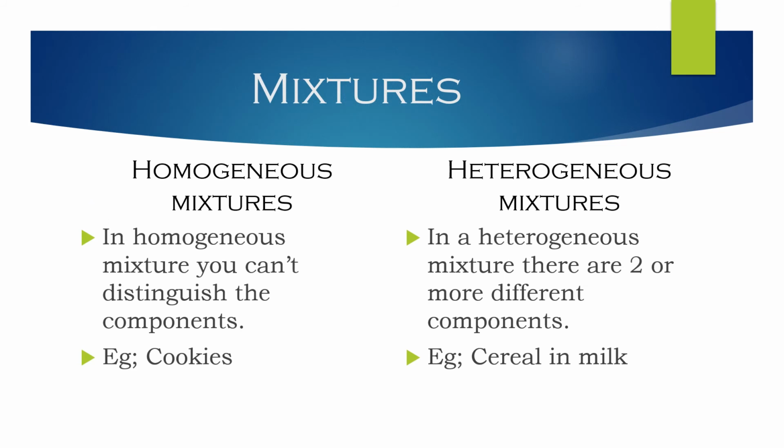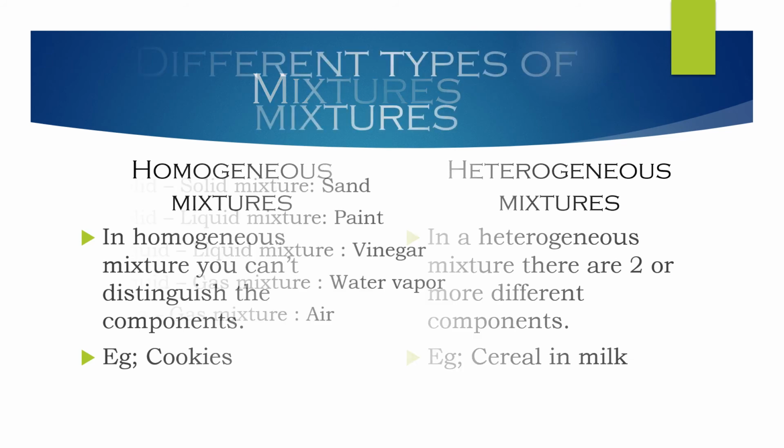Mixtures are when two substances are mixed together and the substance in the end which we get is called a mixture. You can classify these mixtures by their forms: homogeneous mixtures and heterogeneous mixtures. In homogeneous mixtures, you can't distinguish the components in it, like the components of cookies. You can't separate the flour, the milk, the butter, etc. In a heterogeneous mixture, on the other hand, there are two or more different components, like cereal and milk together.